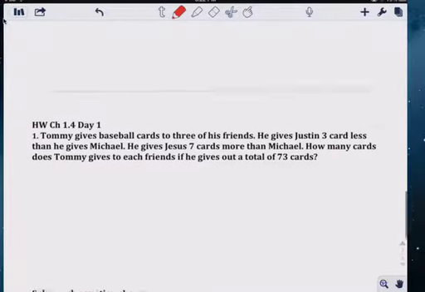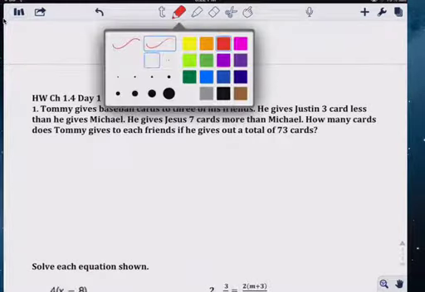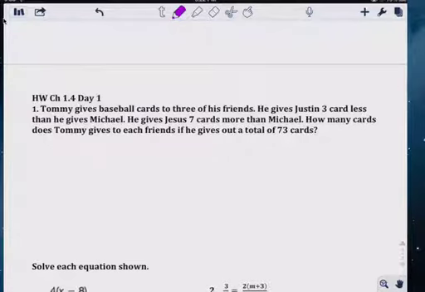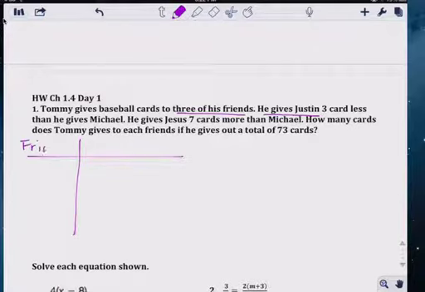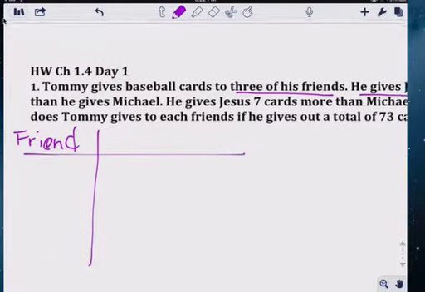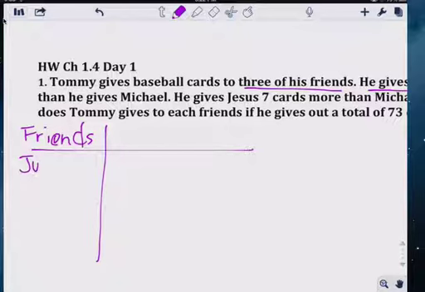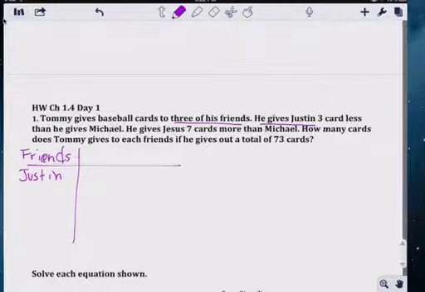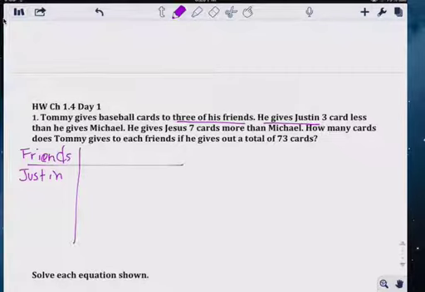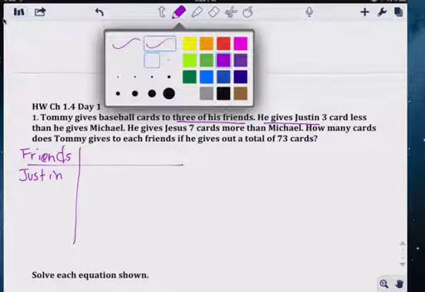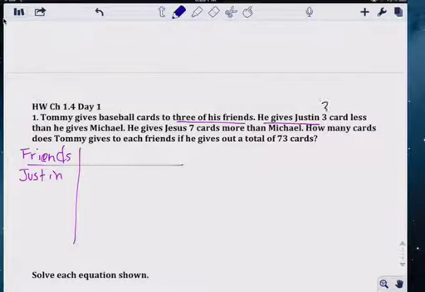Okay, and go to the back. Number 1. I know you see the name Tommy, but Tommy isn't involved here. Tommy gives his baseball cards to 3 of his friends. His friends are Justin, and he gives Justin 3 cards less than he gives Michael. So 3 cards less, minus, than, flip.